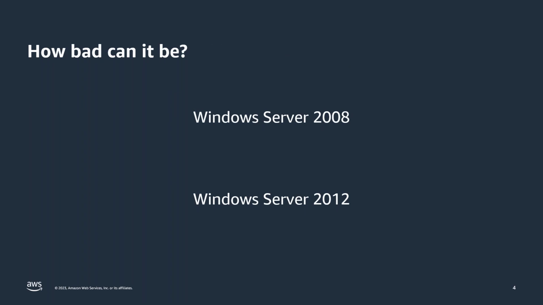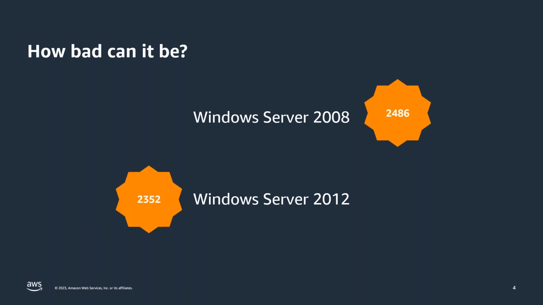Well, I did a quick search and I managed to find that Windows Server 2008 has 2,486 vulnerabilities. Windows Server 2012 has 2,352 vulnerabilities. Now, the issue really isn't the number of vulnerabilities here. All operating systems have vulnerabilities, they get patched, life goes on. The issue is when these operating systems stop getting security updates. Now, Windows Server 2008 went end of life in 2020. So that's nearly 3 years with no security updates. And Windows Server 2012 goes end of support this year.